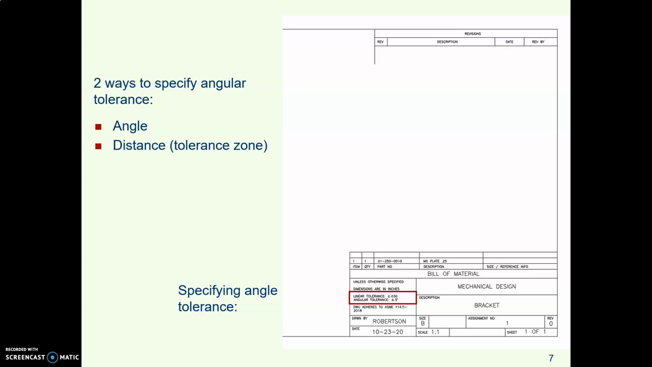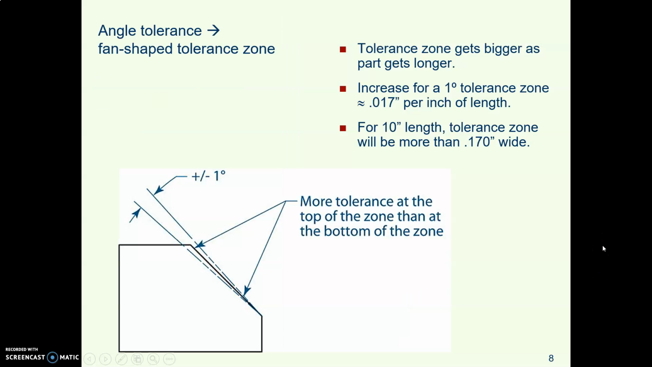Let's think about how we specify the tolerance on an angle. One way is just to specify the angle tolerance, and we have that on our title block in our drawing. Down here in our title block it says, unless otherwise specified, the linear tolerance is plus or minus something. The angular tolerance is plus or minus half a degree. That's what we're saying on our title block. You might work for a company where that's a different number. So unless we say otherwise, when we put an angle on our drawing, the tolerance is plus or minus half a degree.